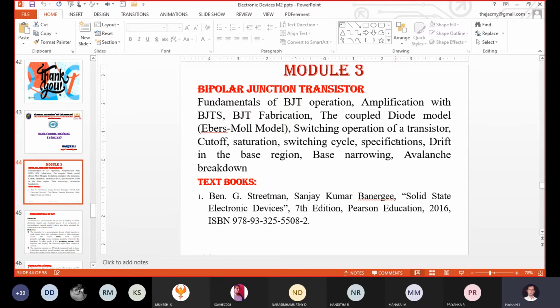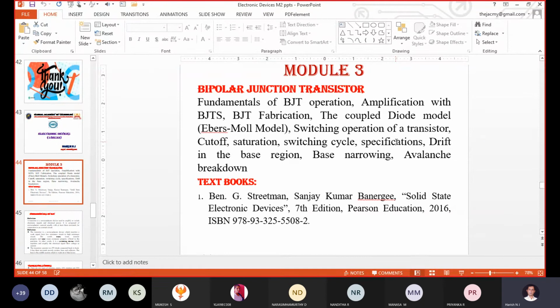And the last topics are drift in the base region, base narrowing, and avalanche breakdown. I think you can easily guess the answer. What is drift in the base region? What is base narrowing? And what is avalanche breakdown?